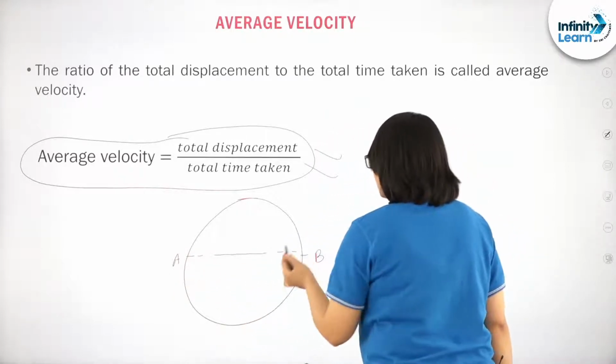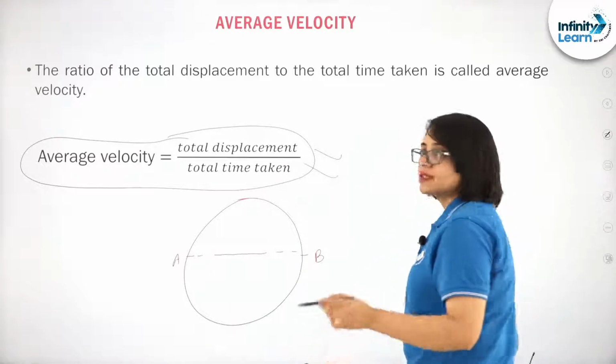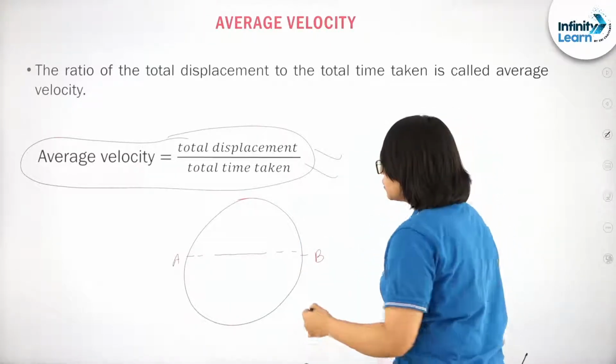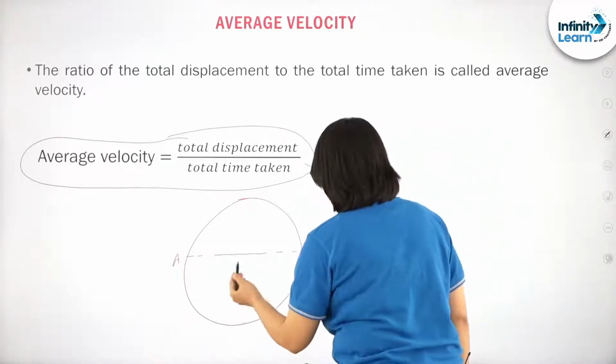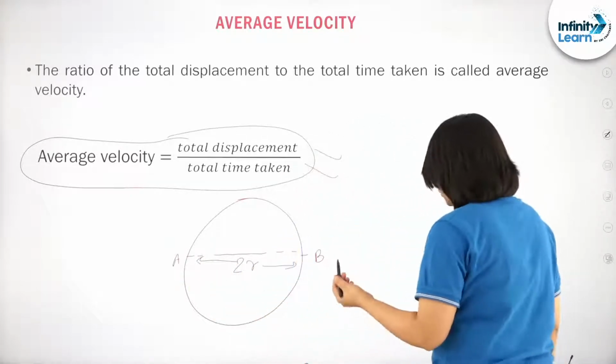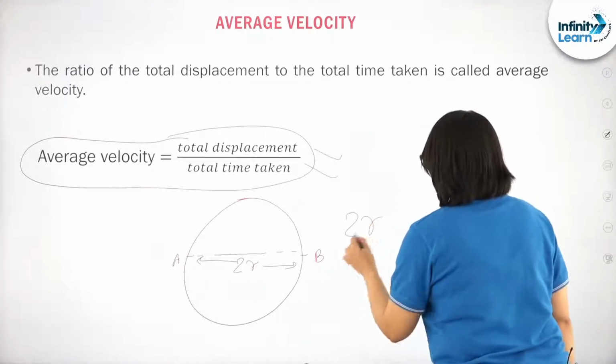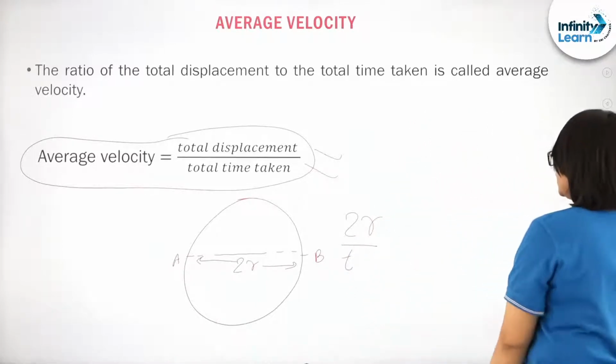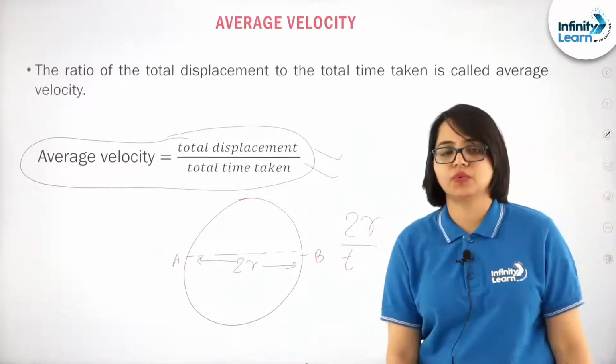ठीक है. In going from A to B, what is the displacement of the particle? That is equal to the diameter, है ना. Change in position यही होगा 2r. Let's say it is taking place in t time, तो average velocity बच्चों क्या हो जाएगा? 2r divided by t, total displacement divided by total time.